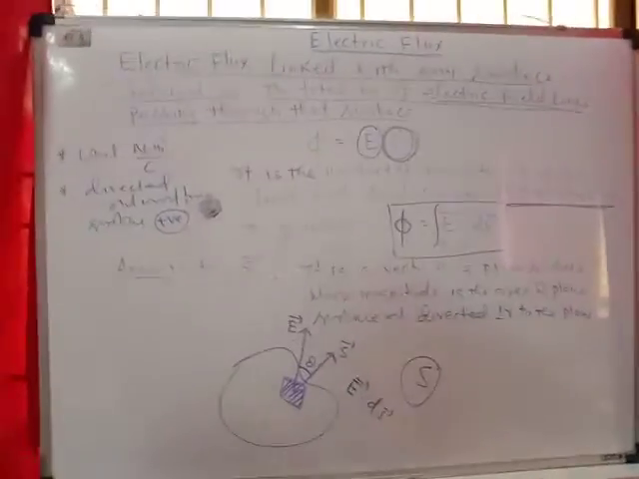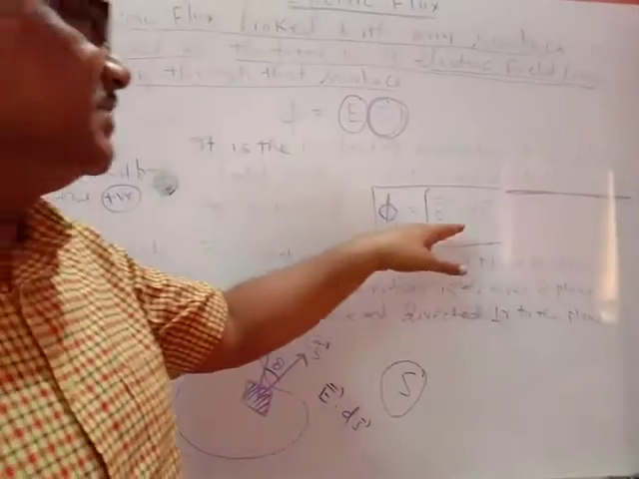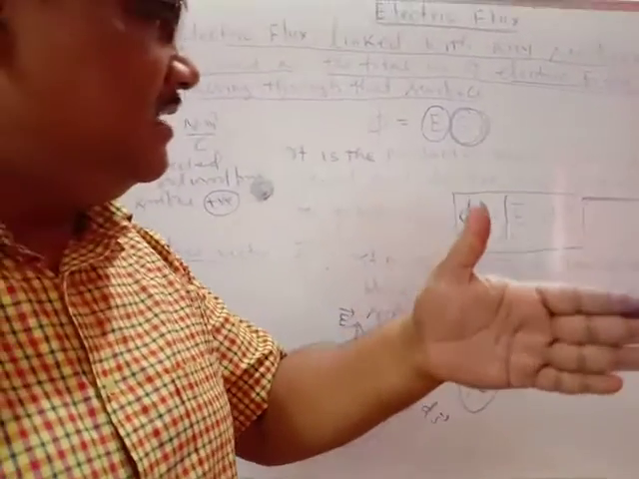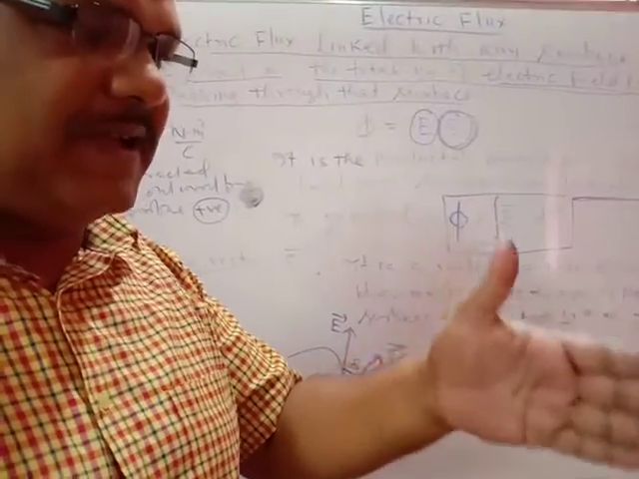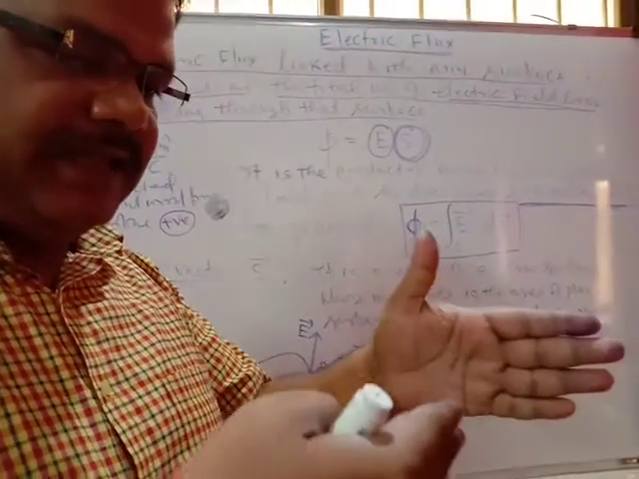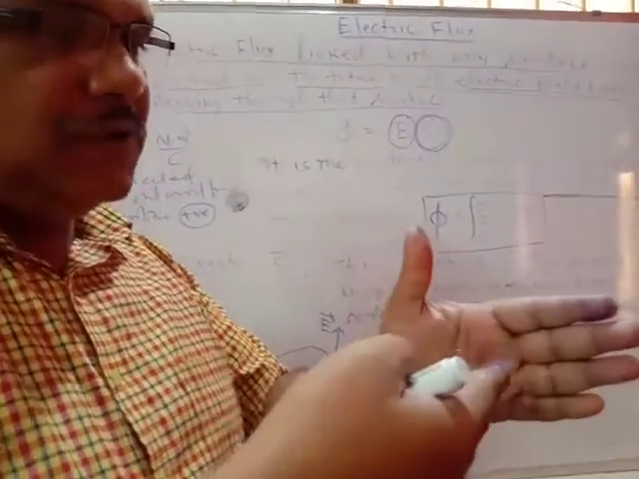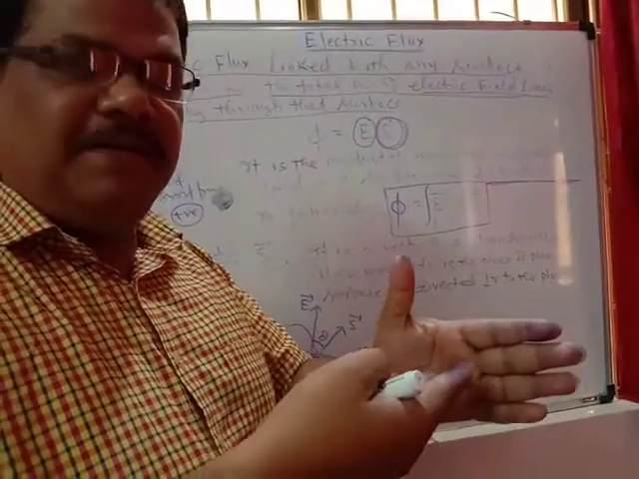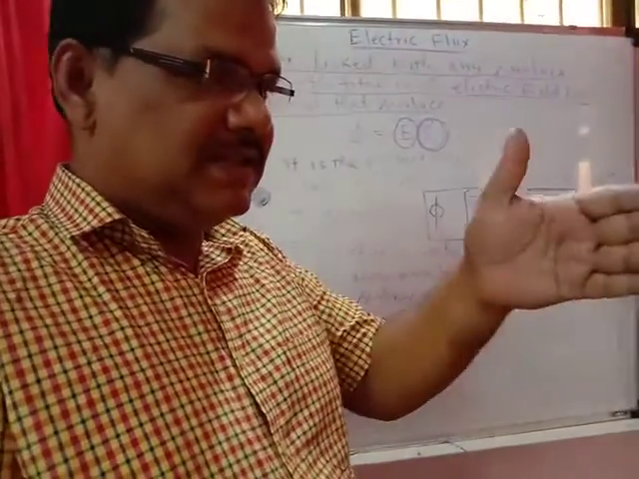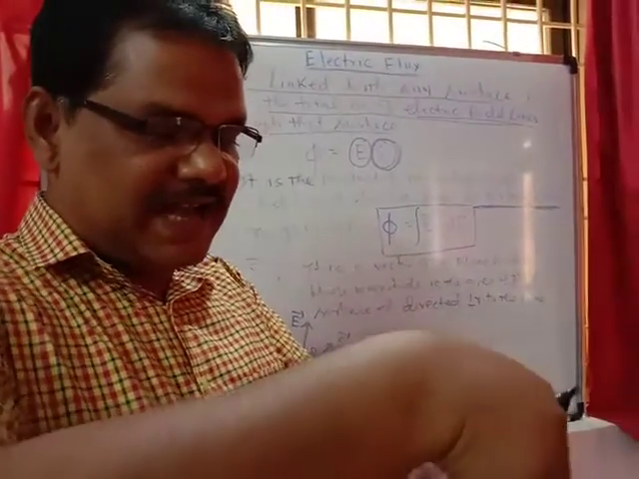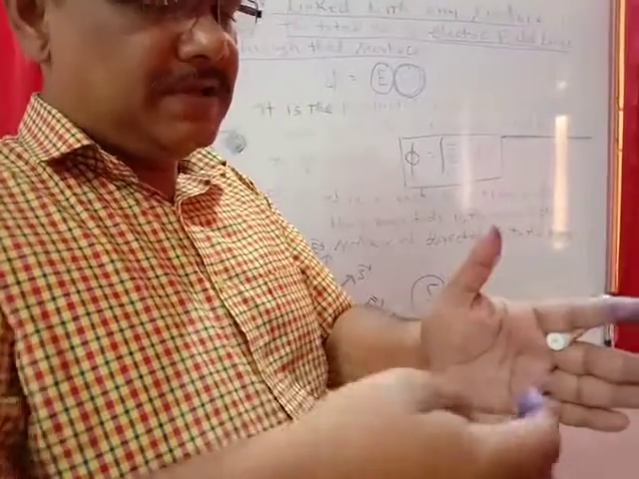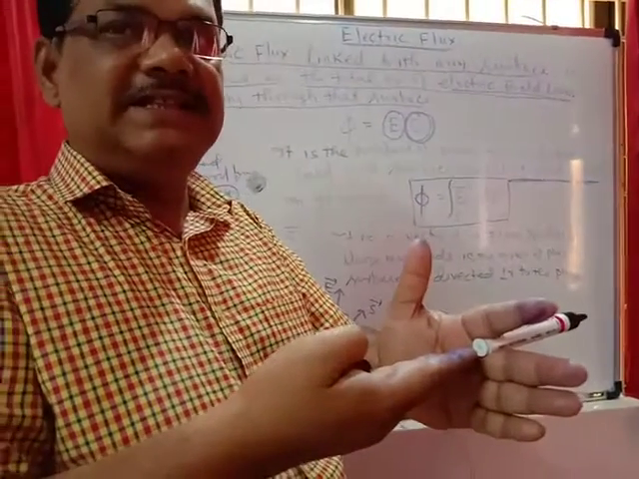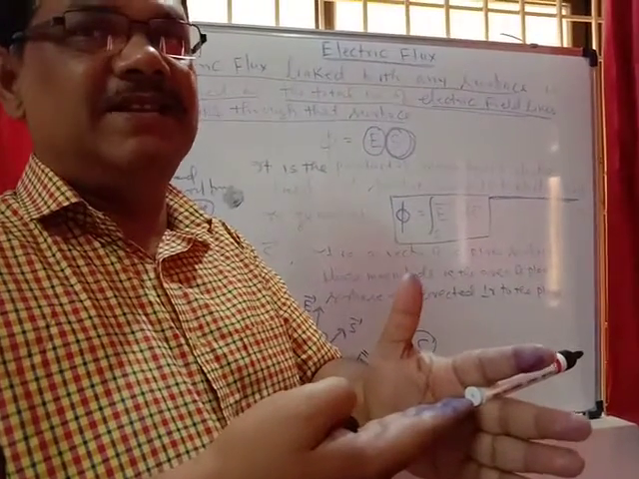Suppose the area vector is parallel to the E vector. In this case this is the S vector, and this is the electric field. The area vector and electric field are both in the same direction, because this is the area and the area vector is directed perpendicular to this area. So the E vector and S vector are both in the same direction. Hence in this case there is maximum flux linked to the surface.